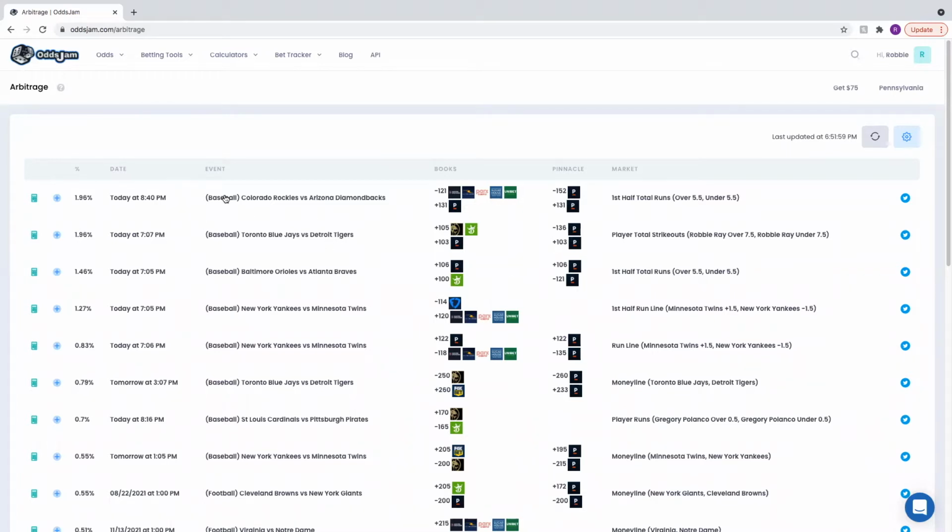So using this first one as an example, there's a 1.96% return opportunity based on arbitrage on first half total runs in the Rockies Diamondbacks game tonight. This is between some of the Canadian books, so Barstool, Sugar House, and Parks versus Pinnacle. And to explain what arbitrage is for those who aren't familiar, basically it's betting on both sides of a given market that will guarantee you a risk-free profit no matter the outcome.